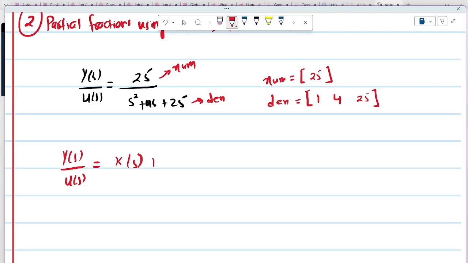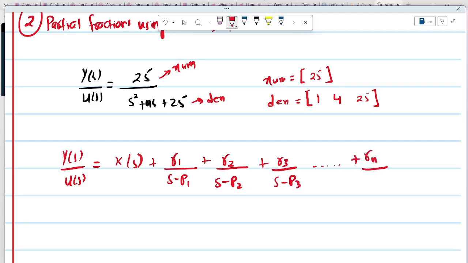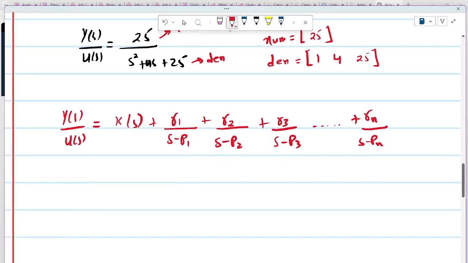So you will write it as k of s, plus the first residue value divided by s minus the first pole value, plus the second residue value divided by s minus the second pole value, plus the third residue value divided by s minus the third pole value, and so on and so forth until you have the nth residue value divided by s minus the nth pole value. So this is how you will arrange your results from MATLAB to get the partial fraction form.